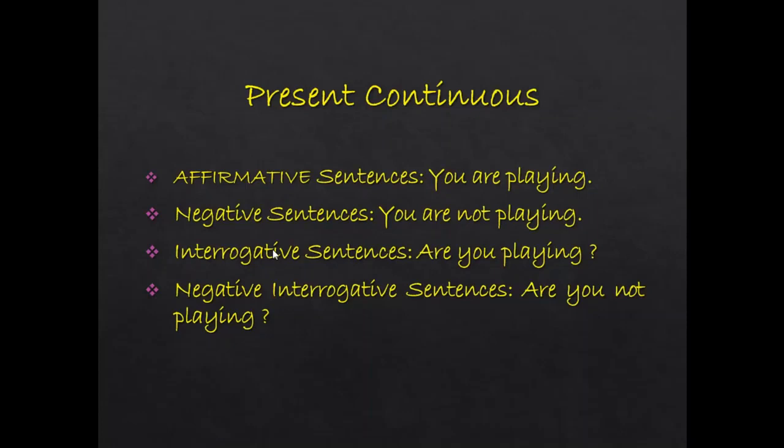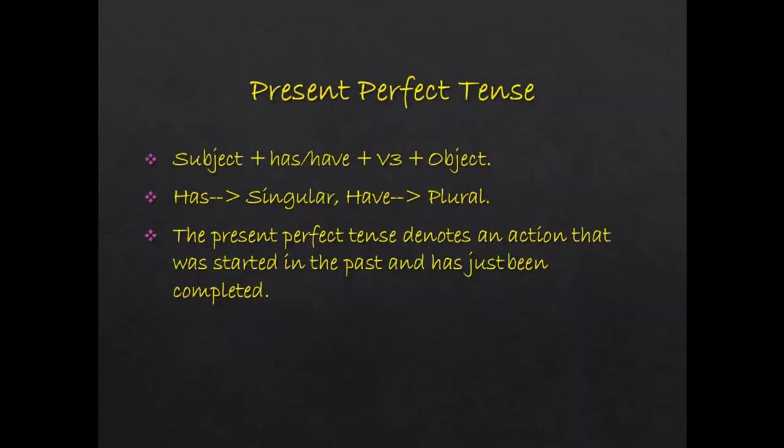Now, the third form of the present tense, that is the present perfect tense. How do we write them? We start with the subject plus has or have plus third form of the verb plus object. Where do we use has? We use has where the subject is singular, and we use have when the subject is plural. Also, remember children that we use have with you and I. Along with the plural, these two we also use have.